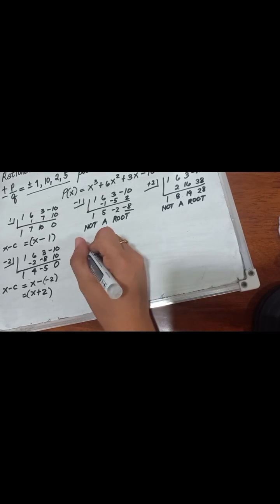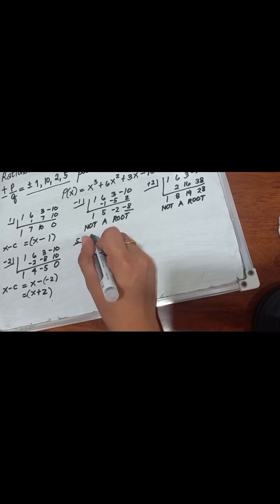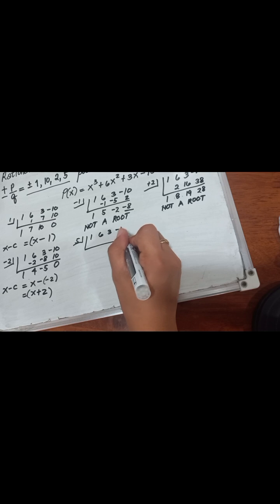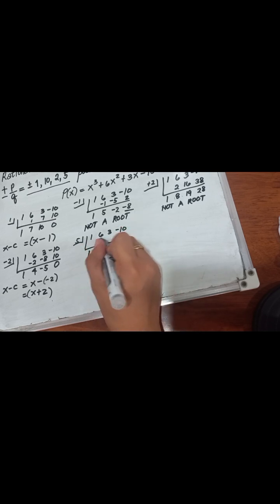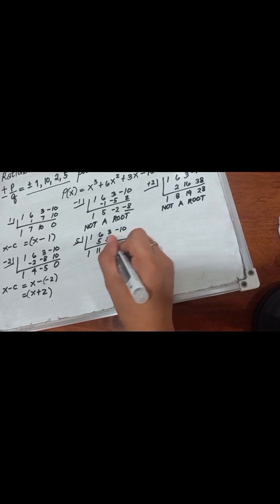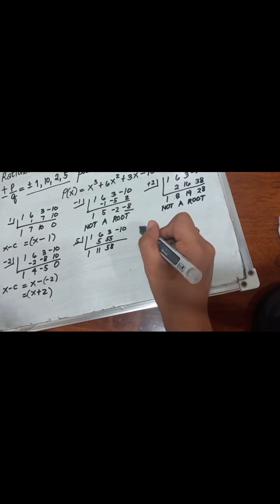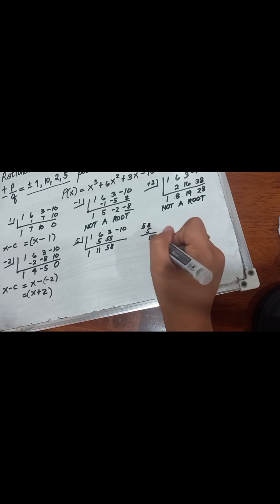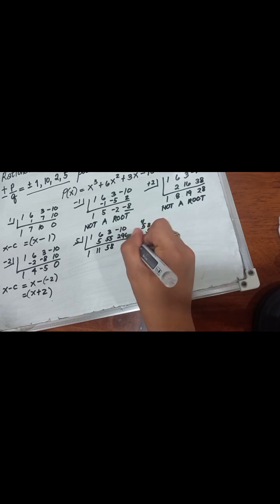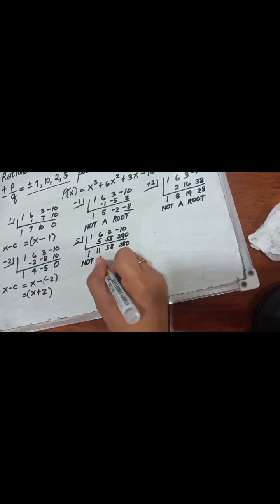Okay. Next, we will test positive 5. So we have 1, 6, 3, negative 10. Bring down 1. 1 times 5, 6 plus 5 is 11. 11 times 5 is 55. Plus 3 is 58, times 5 is 290. Minus 10, then that is 280. It means to say this is not a root.